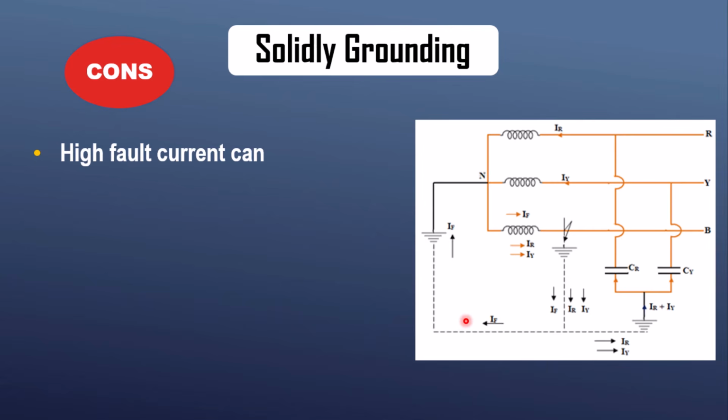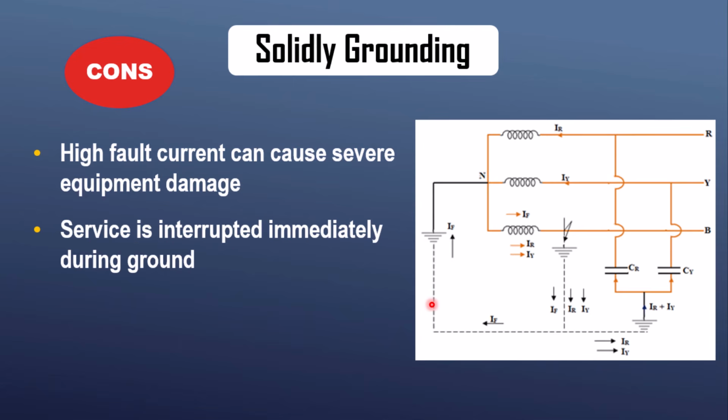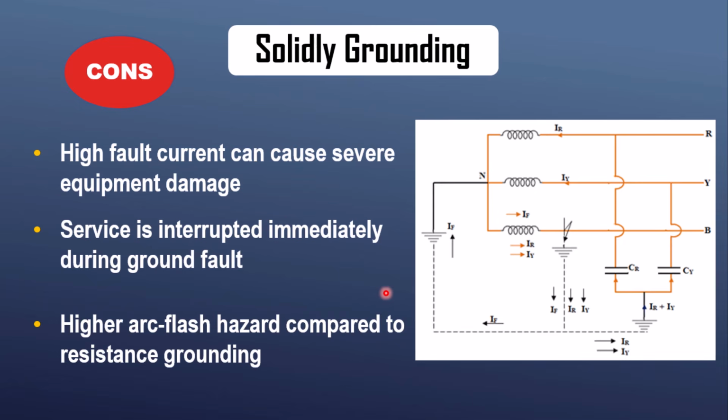The downside is that since the fault current is very high, it can cause significant equipment damage if not cleared instantly. Also, since the fault current is detected very easily, the protective devices can trip the system and the whole service is interrupted immediately after the fault. And there is also a higher arc flash hazard compared to the resistance grounding.